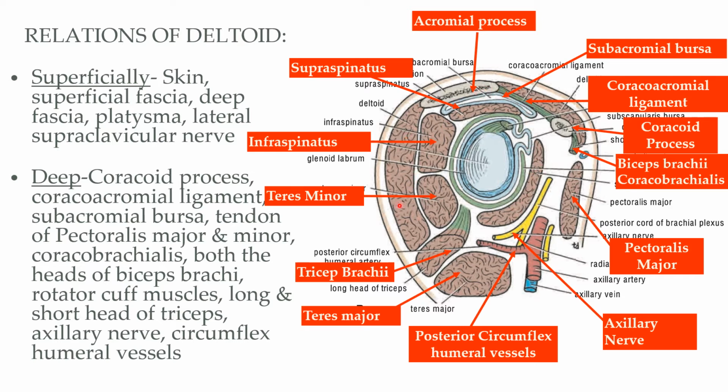As you can see, these are the posterior fibers of deltoid, and these are the anterior fibers of the deltoid. And rotator cuff muscles are located deep to the deltoid muscle. Further, these are the cut sections of the fibers of triceps brachii muscle. These are the cut sections of teres major muscle.